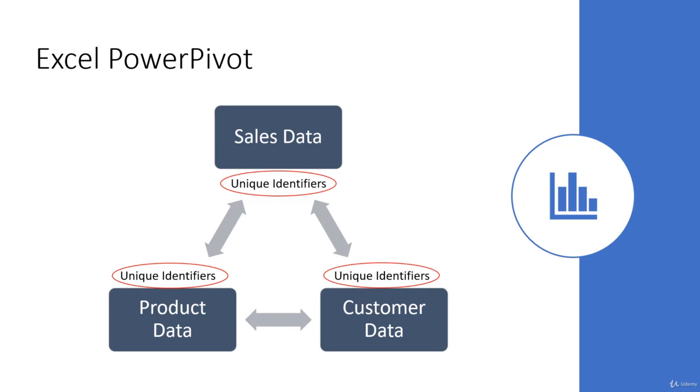So for example, if the sales data shares a unique identifier with the product data, we can pull data from both of these data sets and then use that data in our report. Well, this may or may not make sense at the moment, but hopefully once we start working with the Power Pivot tool, you'll get a better understanding of how we can create these relationships and analyze data from multiple tables.